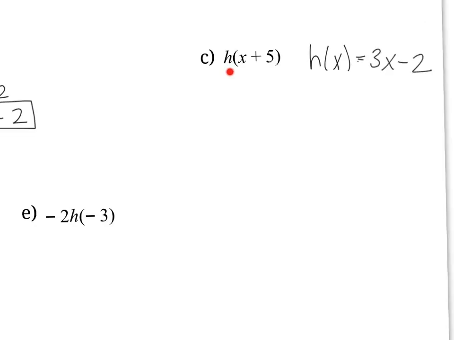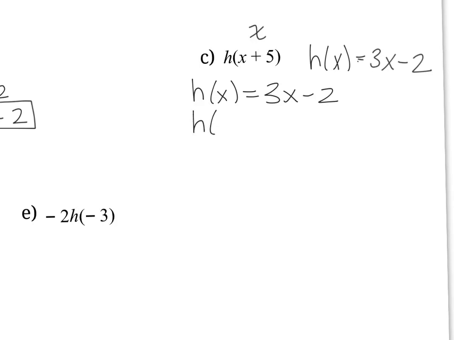Now this question is saying, what if we were to take the function and plug in x + 5? So that's really just a transformation. We'll talk about that later. But what this means is we're finding h(x + 5). So that means that every time we see an x, we're going to replace it with x + 5. So that's exactly what we're going to do. So let's start off with the original equation. We have h(x) = 3x - 2. And then we are going to replace x with x + 5.